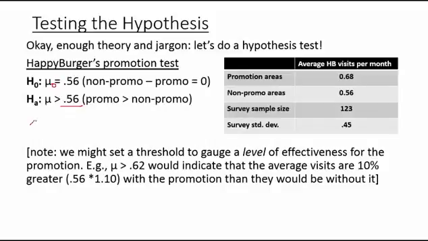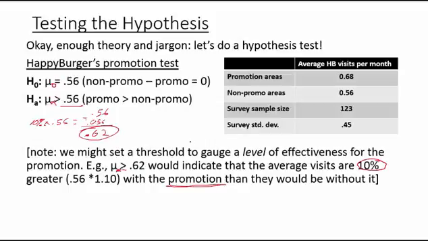Well, that 10% times 0.56 equals 0.056, and adding that on to see if there's that big of an increase, we'd get something like 0.62. Okay, I'm rounding a little bit. So we might say, let's say the hypothesis mean mu alpha. I should really put an alpha on this one. Mu alpha is greater than or equal to 0.62, let's say. That would indicate that there is indeed a 10% increase in average visits due to the promotion. That's our experimental effect, if you will.